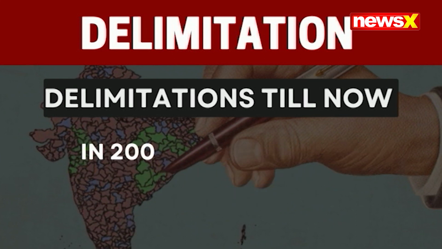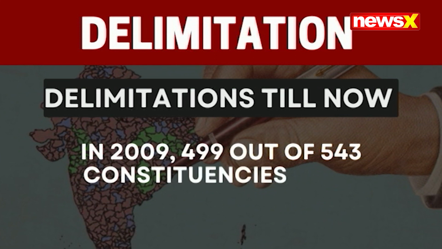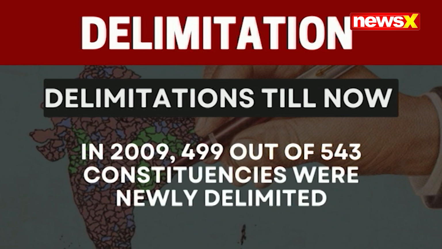Now, one caveat here is that in 2009, some sort of an exercise took place where 499 out of 543 constituencies were newly delimited.